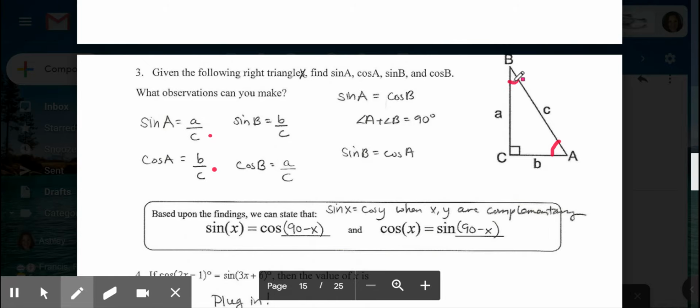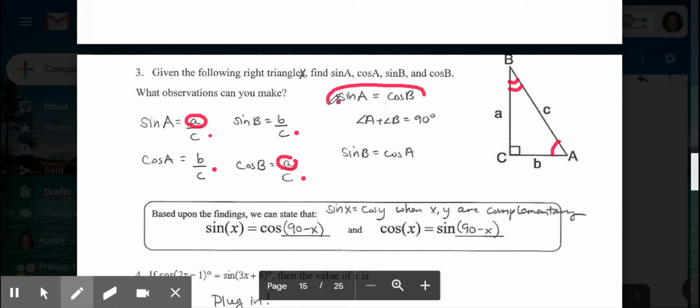And then following that same idea, if I'm looking at B, sine is opposite, so B over hypotenuse C, and cosine is adjacent, A over C. So with sine and cosine, the hypotenuse is always the same, so that's fine. Let's look at these values though. This one was A in my numerator, and this one's A in my numerator. So sine of A and cosine of B are equivalent because they're the same ratio. And similarly, sine of B and cosine of A are equivalent.